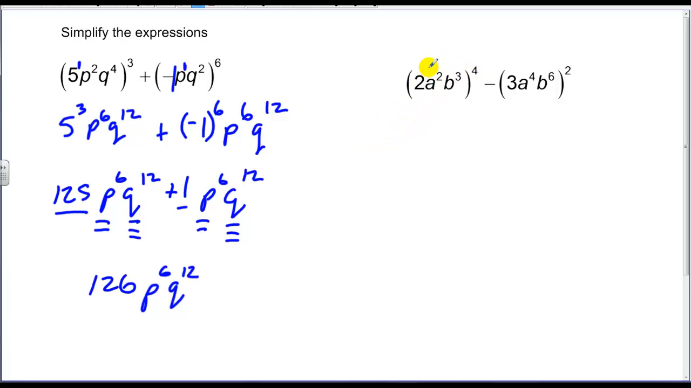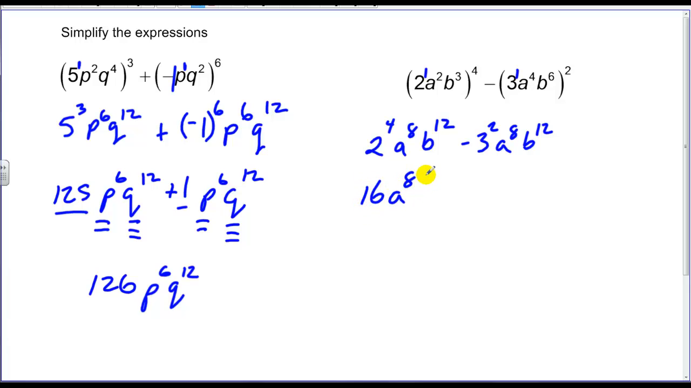I've got unwritten power of 1, another unwritten power of 1. We're going to take and multiply powers now. So that's 2 to the 4th, a to the 8th, b to the 12th, minus 3 squared, a to the 8th, b to the 12th. 2 to the 4th is 16, a to the 8th, b to the 12th, minus 3 squared is 9, a to the 8th, b to the 12th.